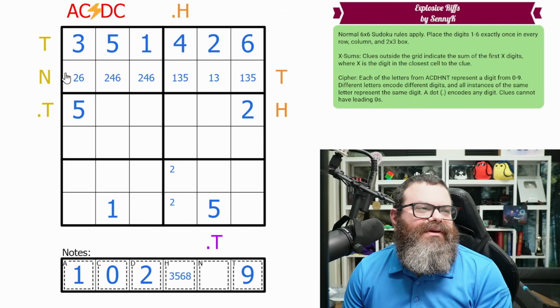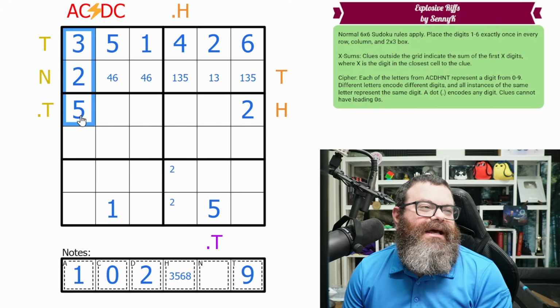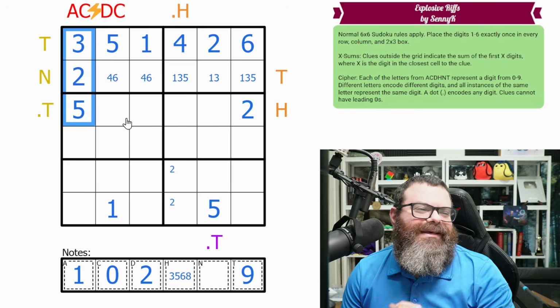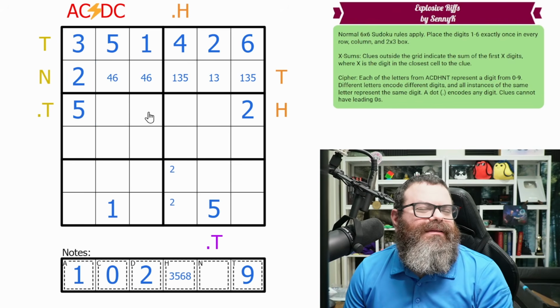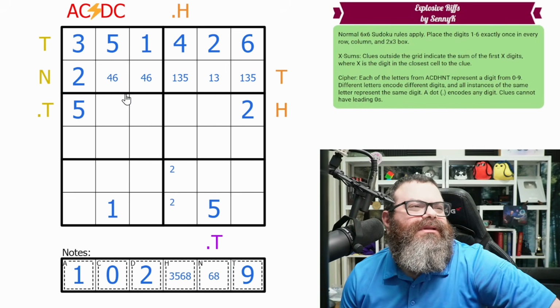What about N? Okay, so N is here. N is definitely not 21. This is a 2. In fact, because this was 5, we already knew that. So N is either going to be 6 or 8, depending on what this ends up being.